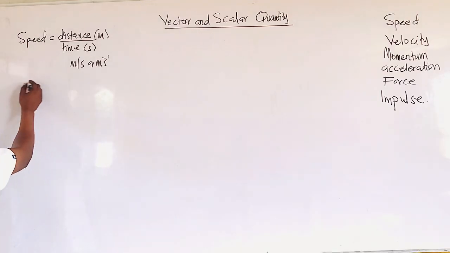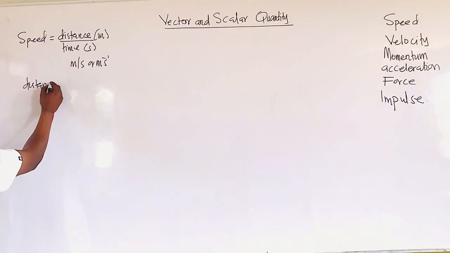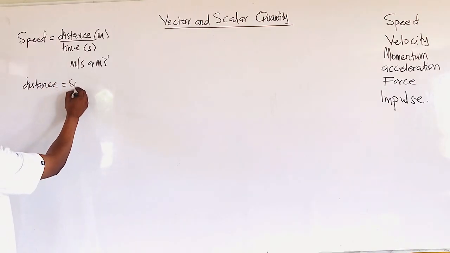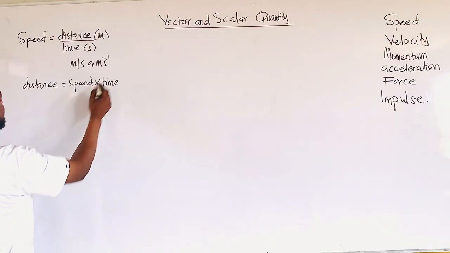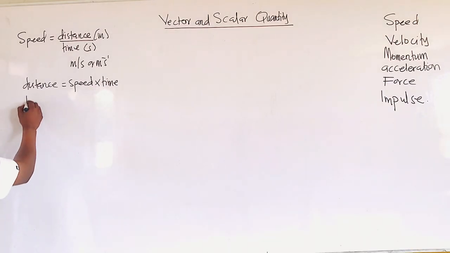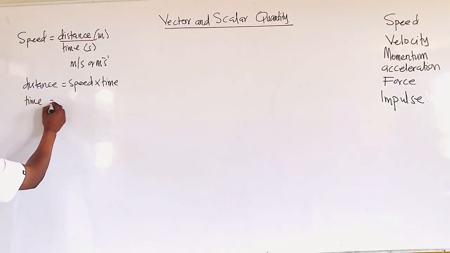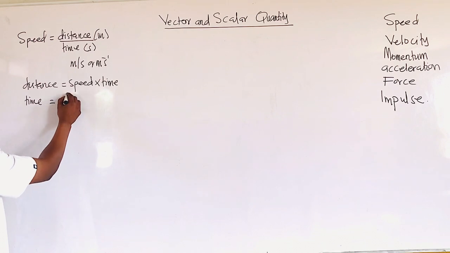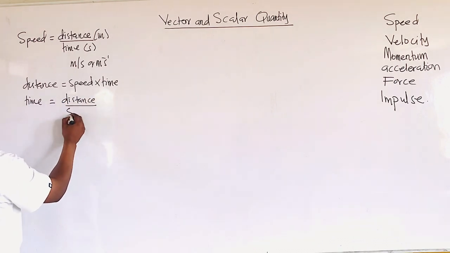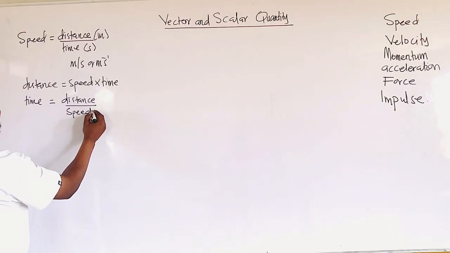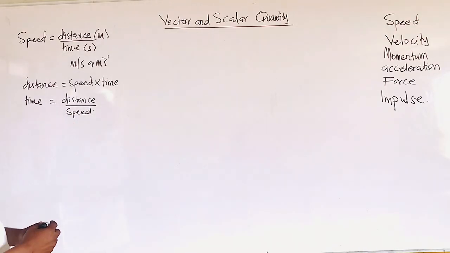Now, from this, we can also say that distance mathematically is equal to speed times time, as we can see. And time will be equal to distance over speed. So these are some mathematical formulas that we can have here.